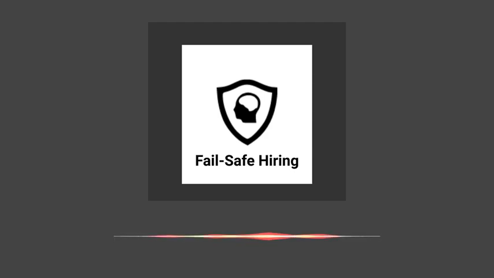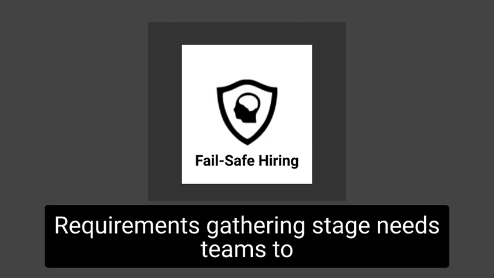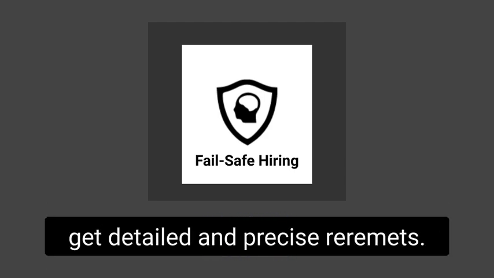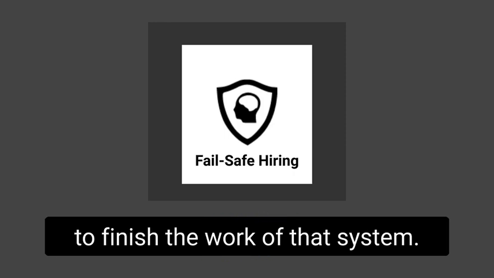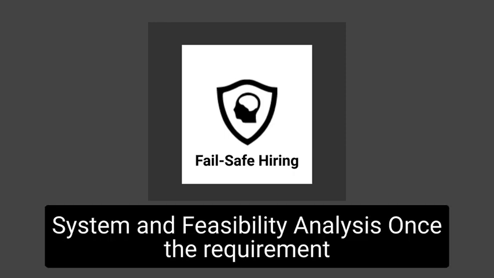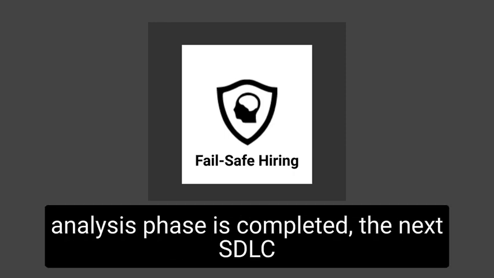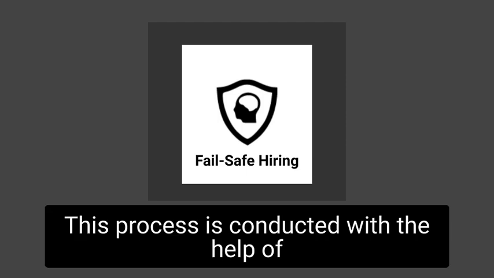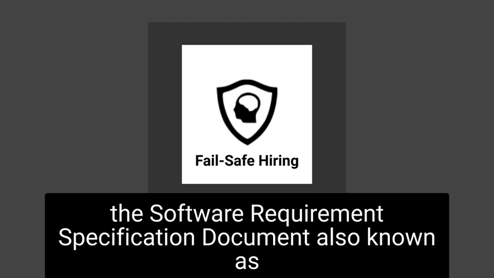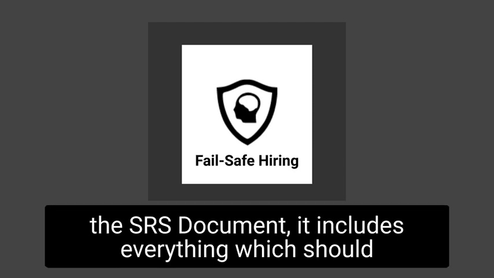This stage gives a clearer picture of the entire project scope and the anticipated issues, opportunities, and directives that triggered the project. Requirements gathering stage needs teams to get detailed and precise requirements. This helps companies to finalize the necessary timeline to finish the work of that system.